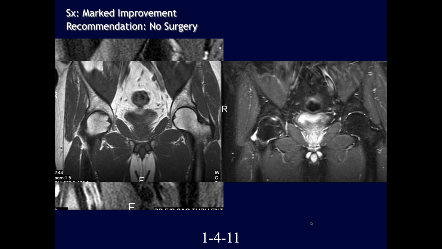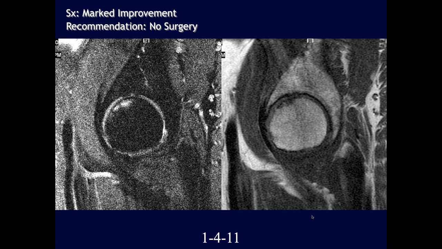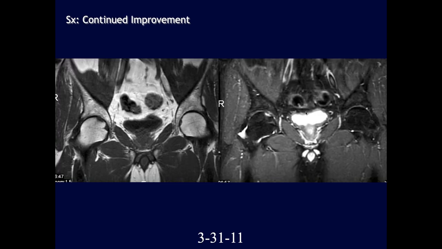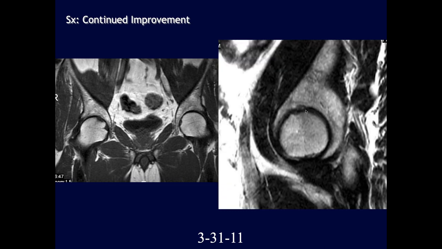And this is what the sagittal images looked like at that time. And again, we see that little area of subchondral edema that's still there. And then he was even better in March, and this is what it looked like. It looks a little bit better. I still see that persistent subchondral edema of the femoral head here. Although on the sagittals, it doesn't look bad at all. It looks much better. It's a little irregular, yeah.